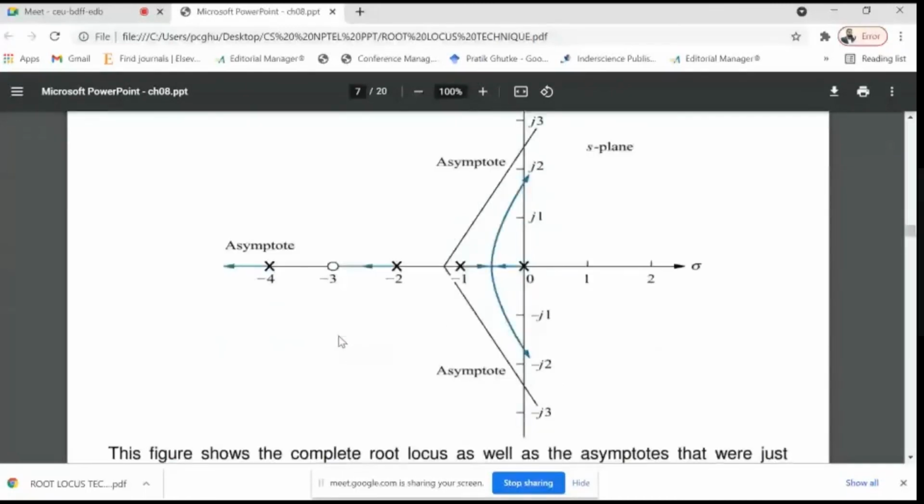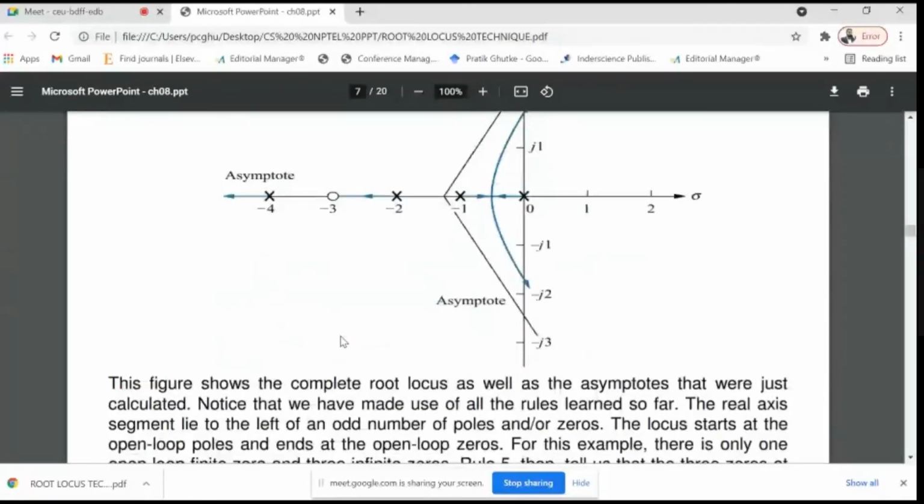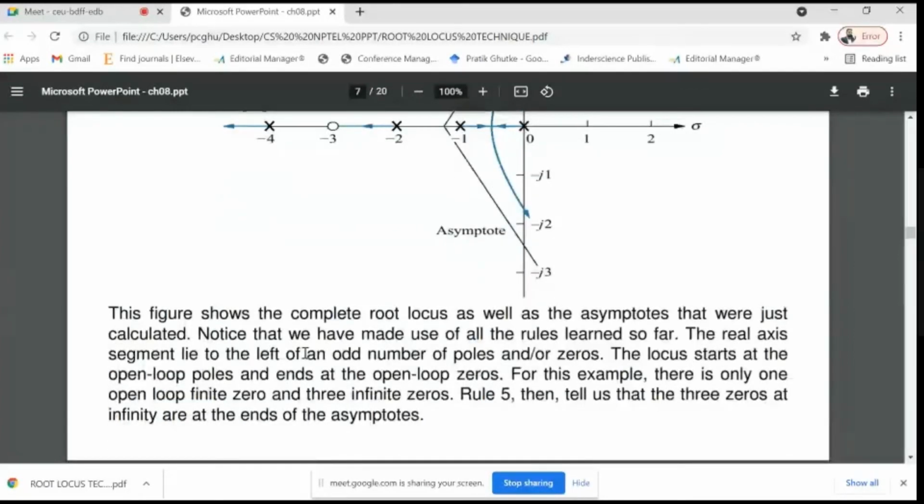The figure shows the complete root locus as well as the asymptotes that were just calculated. Notice the rule we have learned so far: the real axis segment lies to the left of an odd number of poles and zeros. The root locus will start at the open loop poles and end at the open loop zeros. For this example, there is only one finite zero and the rest are infinite zeros. Rule 5 tells us that there are 3 zeros at infinity, which end at the asymptotes.